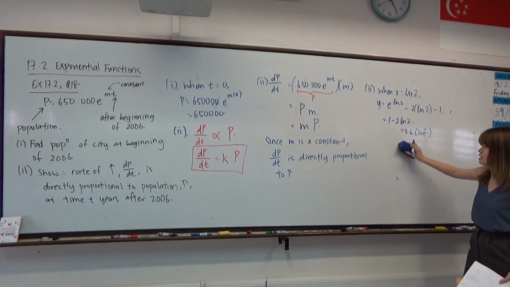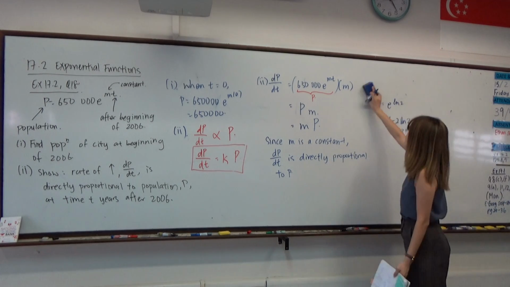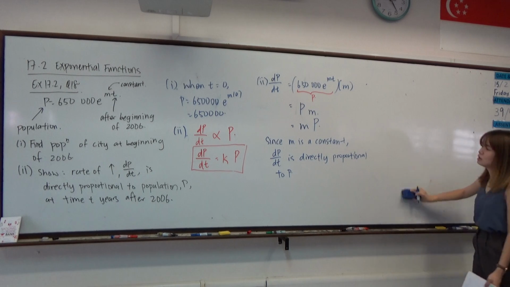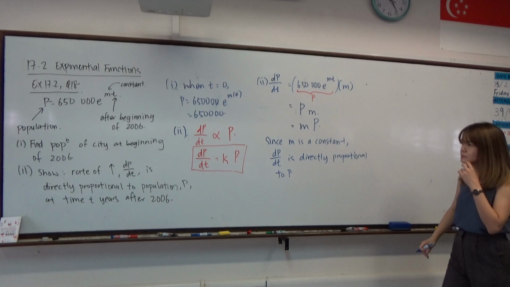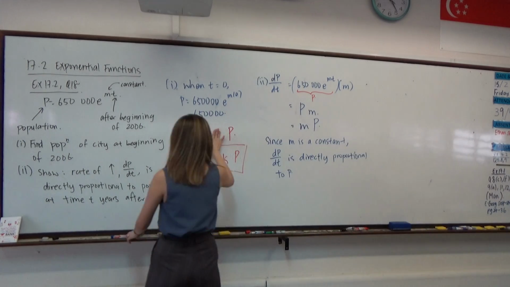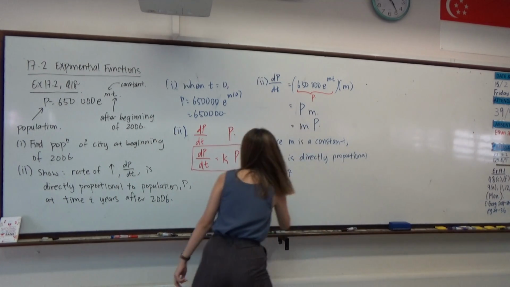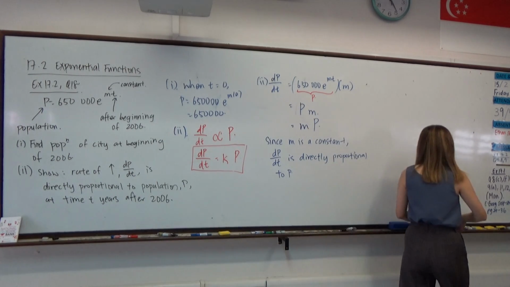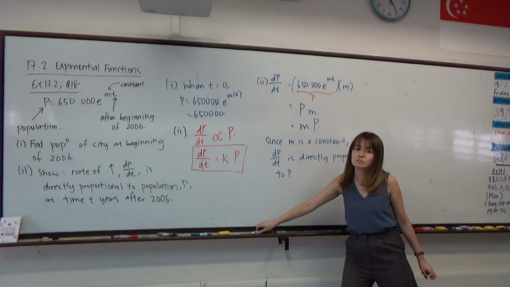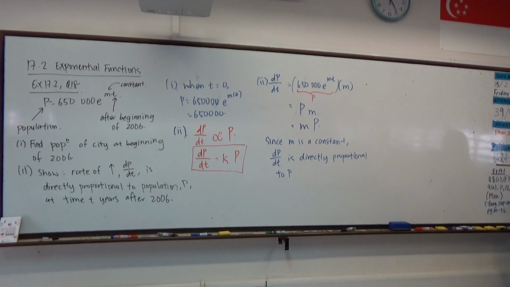I suggest not using the symbol, in case you write it wrongly. Just write in full words, directly proportional, because by right the symbol should be written a certain way. Any questions understanding this? Okay.